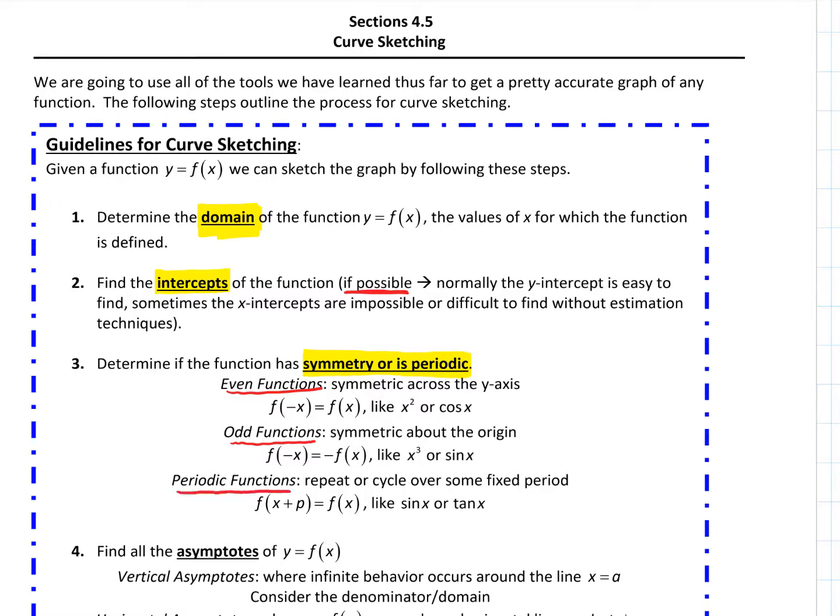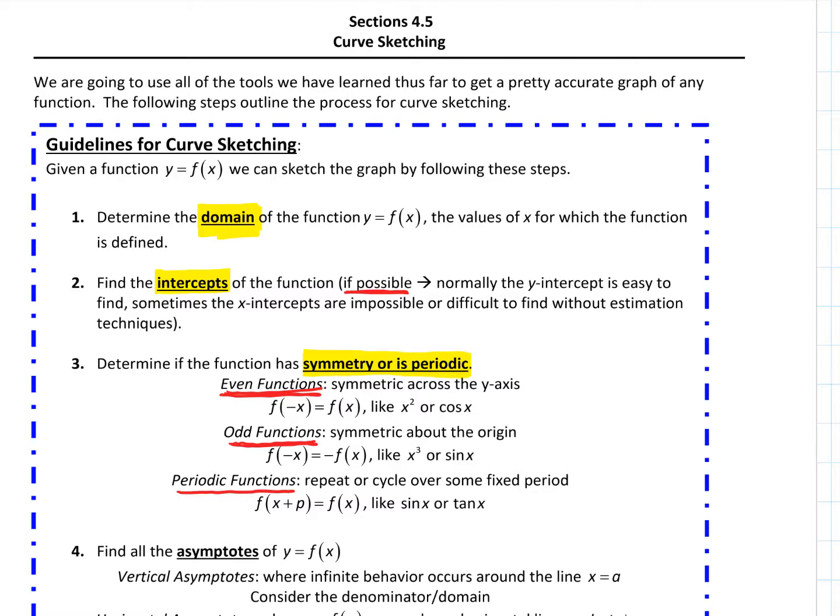And then of course the periodic nature. If we have a periodic function, meaning that it cycles, I'm calling the period here p, so it repeats through a period of p. Like sine of x or tangent of x, the trig functions are good examples of periodic functions. Okay, so that's really pulling from the pre-calculus knowledge. That gives us a baseline to get started.